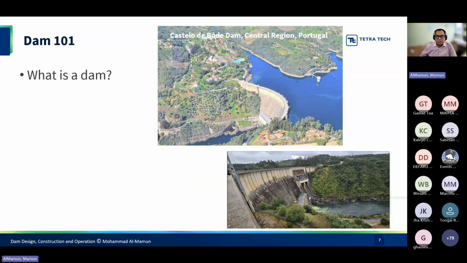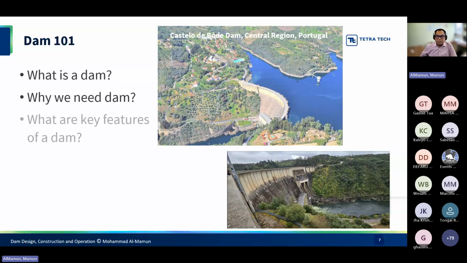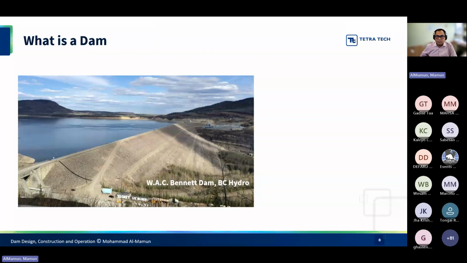So, what is a dam? In Dam 101 I'm going to cover why we need dams, which is also important, what the key features of a dam are, and do they fail? Getting into that, this is one of the large dams in Canada. It's the WAC Bennett Dam in BC Hydro. I have a lot of photos of dams in general, and for a lot of these dams I had an opportunity to either work or visit. And some of them are generally well-known dams across the world.